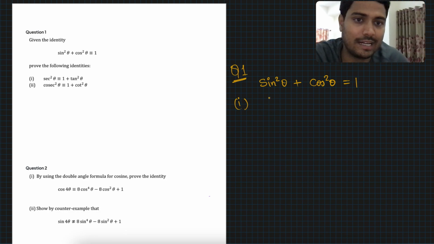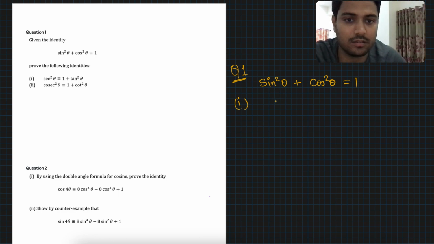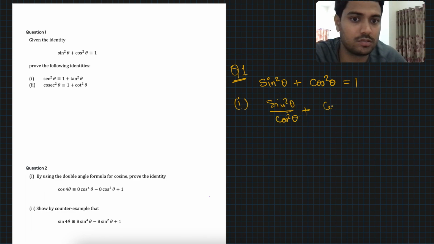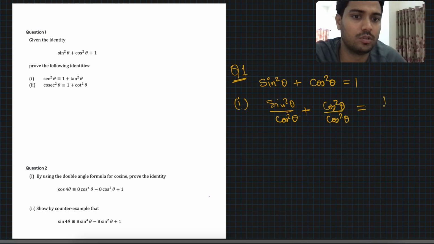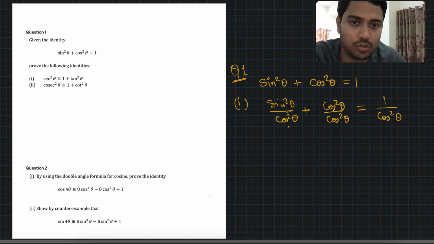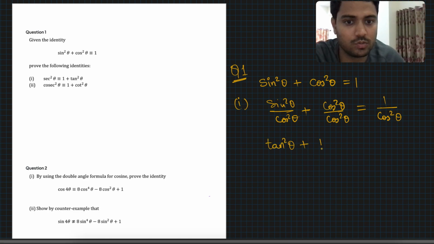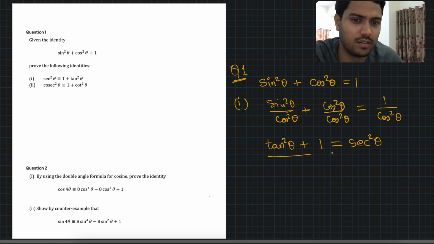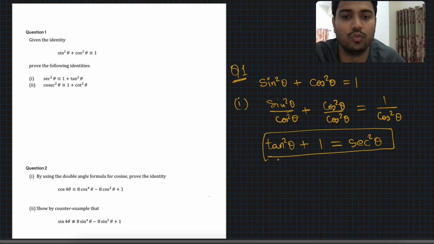So how will we get tan? By dividing the entire equation by cos square. So divide sin square theta by cos square theta plus cos square theta upon cos square theta equals 1 upon cos square theta. So sin square theta upon cos square theta is going to be tan square theta plus 1, which is equal to 1 upon cos square theta, that is sec square theta. Hence we prove the identity. This is what we have to prove.